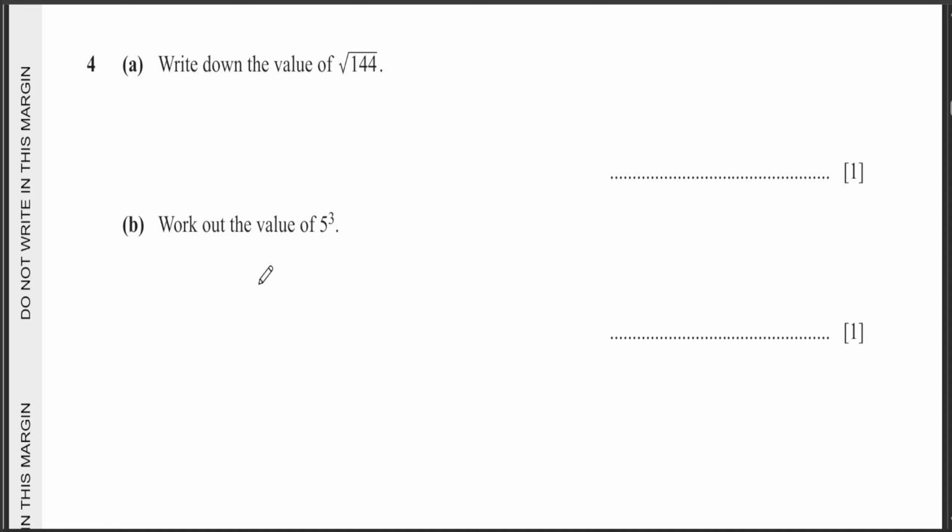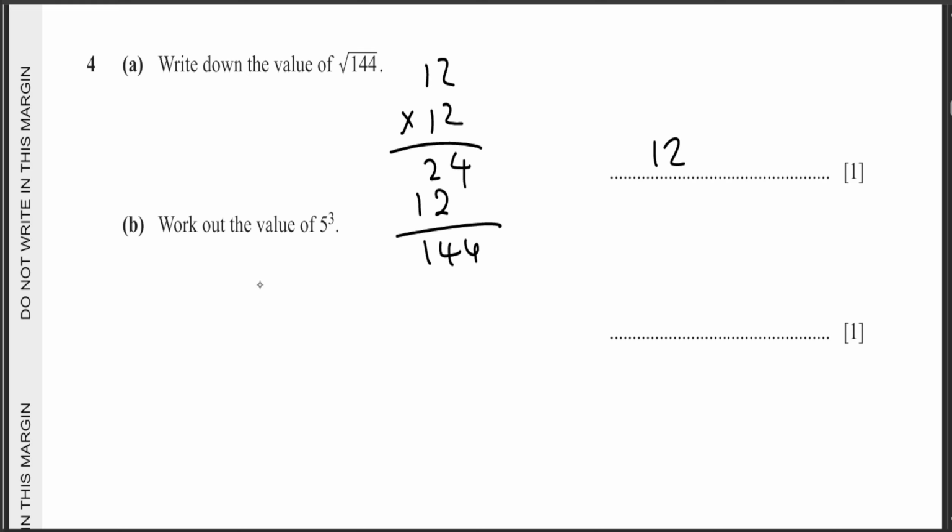Question 4. Write down the value of the square root of 144. This is for KG1 students. So just 12. Because if you take 12 times 12, you get 144. You can figure it out by yourself also. 12 times 12: 2 times 2 is 4, 1 times 2 is 2, 2 times 1 is 2, 1 times 1 is 1. 144. So the answer to this question is 12.